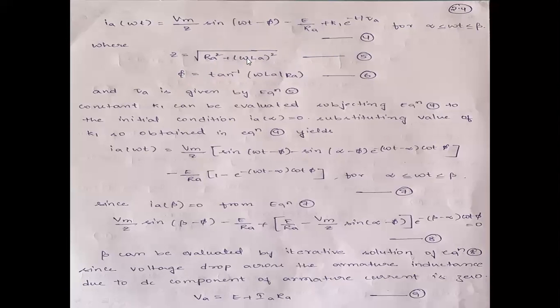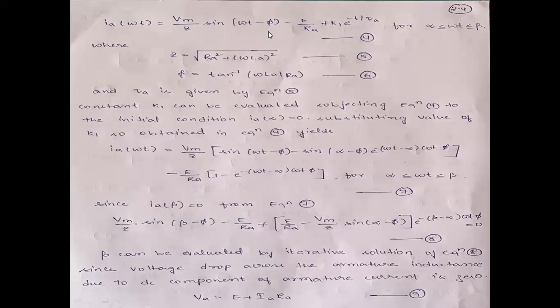How do we get that? Constant K1 can be evaluated by substituting the initial condition in equation 4. What is the initial condition? IA at omega t equal to alpha is equal to 0. After getting that and substituting the value in the fourth equation, IA(omega t) is equal to Vm by Z. As omega t tends to infinity, IA tends to 0.